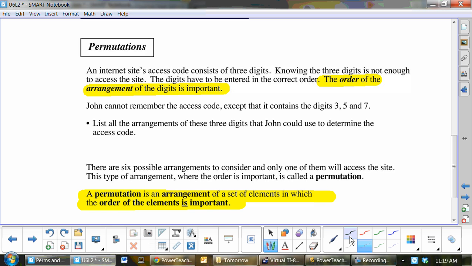Now, here's just an example. John cannot remember his access code, except that it contains the digits 3, 5, and 7. What would be the possibilities he should try? What are they? Because you got to keep them organized. I got to list them all. So what would be the first two that you would try? 3, 5, 7 and 3, 7, 5.